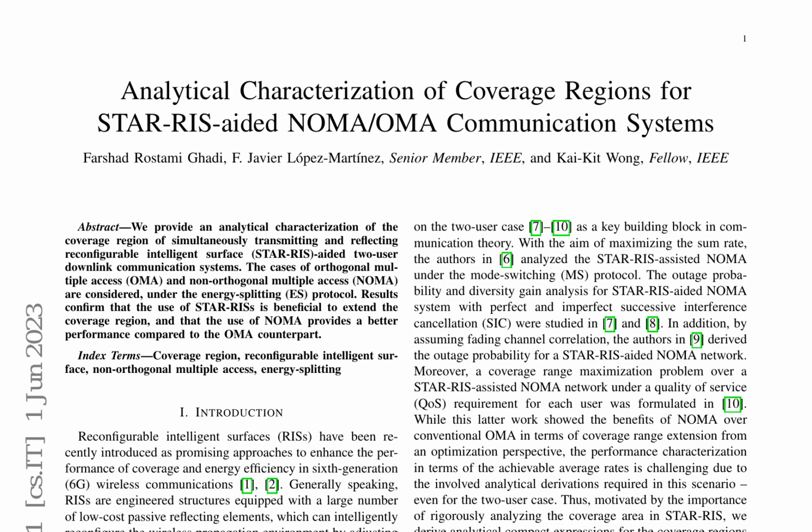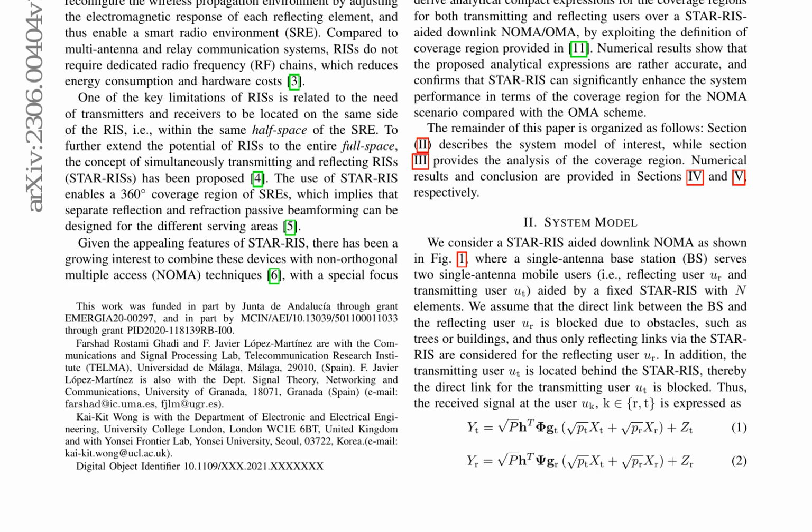In this paper, we provide an analytical characterization of the coverage region for a 2-user downlink communication system utilizing a simultaneously transmitting and reflecting reconfigurable intelligent surface, STAR-RIS. The system model includes a single antenna base station serving 2 single antenna mobile users, with the direct link between the base station and the reflecting user blocked due to obstacles.